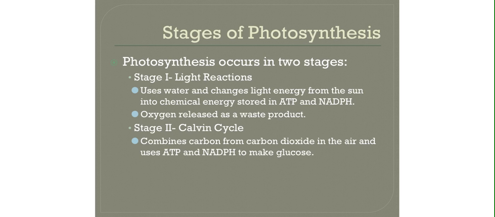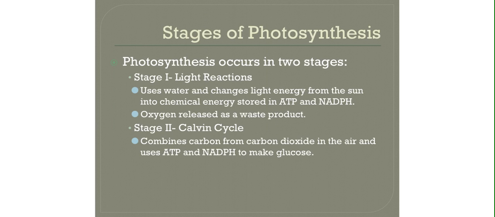The first thing that you should know is there are two stages to photosynthesis. And I like this slide because it does a really nice job at summing up the process of photosynthesis in one nice slide. So again, it occurs in two stages. Stage one is known as the light reactions stage, or sometimes you'll hear it called the light reaction stage. Really doesn't matter, but you do need to know that light is involved here. So that means the sun is involved here.